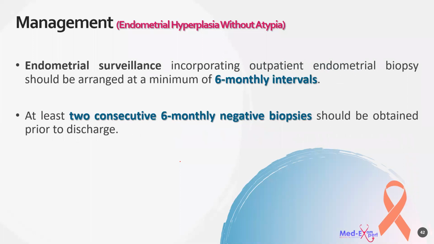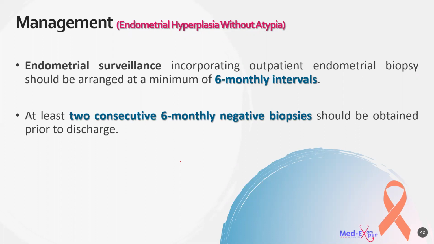After that, how do we follow up the patient after giving the treatment? We have to do endometrial biopsies at a minimum of 6 monthly intervals. Every 6 months, we do an outpatient endometrial biopsy. And once the patient achieves 2 consecutive 6 monthly negative biopsies, she would be discharged from this follow-up program.